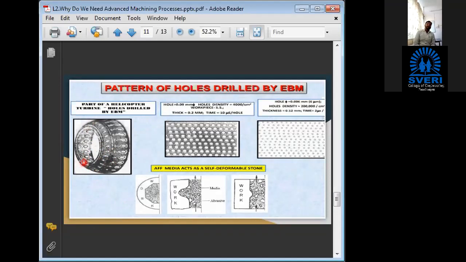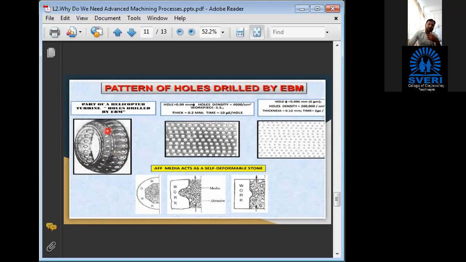This is a part of a helicopter turbine, having many holes, which is drilled by the electron beam machining process. The hole size is very small, and the shapes vary from location to location. The thickness of this particular component is very small, maybe less than a millimeter, but it is a very hard material.